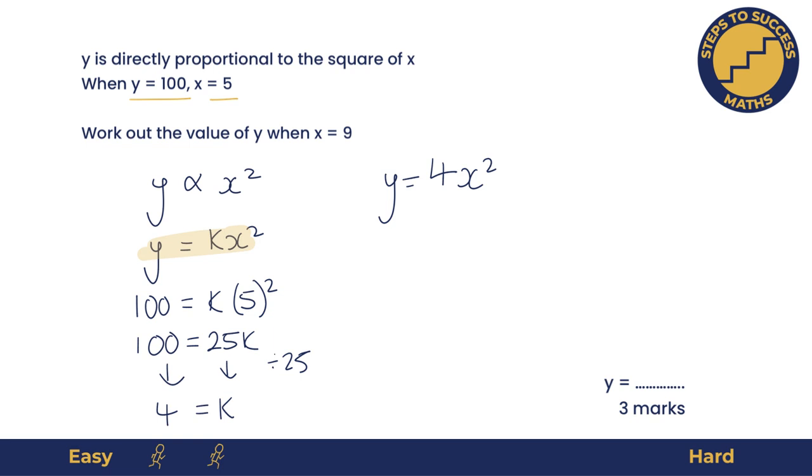And we're going to use this to answer the question. We're told that X is 9 and we want to find Y. Y is equal to 4 times 9 squared. 4 times 81, which is 324.